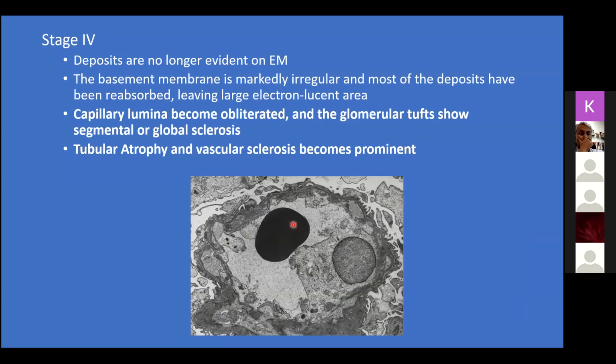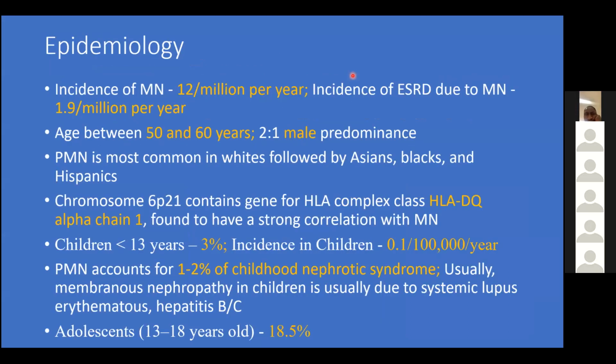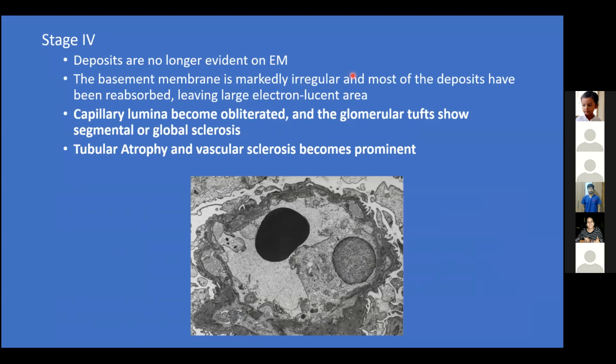In stage 4, most of the deposits are resolved. The basement membrane is more irregular, and most of the deposits have been resolved, leaving large electron-lucent areas. In this case, the capillary lumina also become obliterated, and the glomerular tuft shows segmental or global sclerosis. So these are the basic light microscopy, immunofluorescence, and ultrastructural findings of membranous nephropathy.